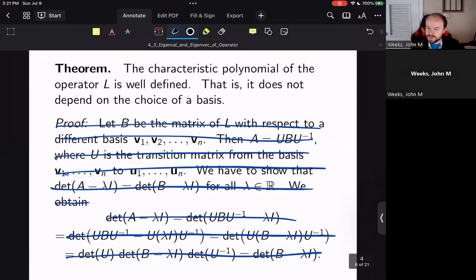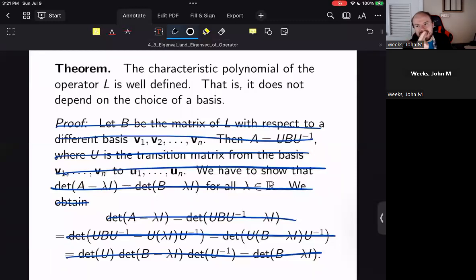Now, first things first, the characteristic polynomial of the operator is well defined. We've been working with the standard bases with these operators. But the question is, would this polynomial be the same if we were working in a different basis? What if we were working in some other kind of basis with this operator L that we were just working with?